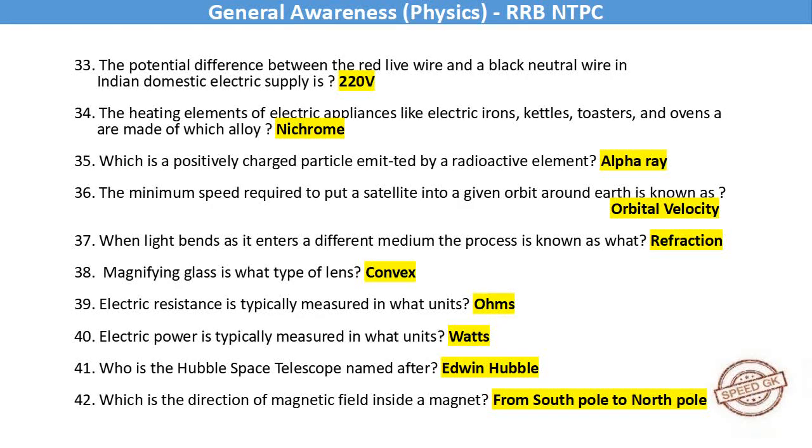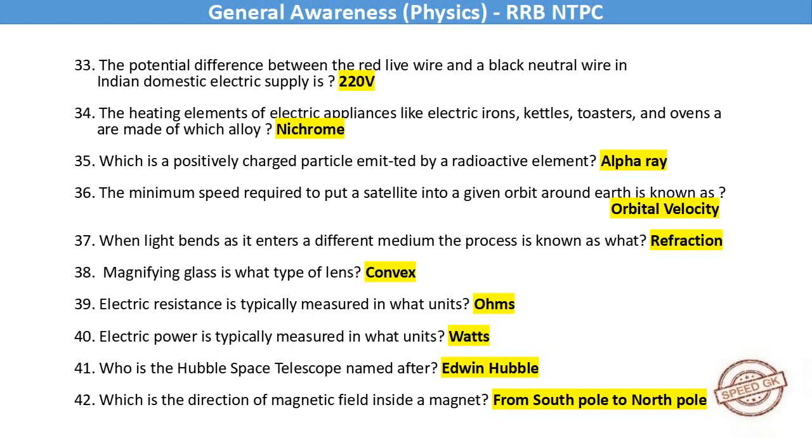Alpha ray. The minimum speed required to put a satellite into a given orbit around Earth is known as orbital velocity. When light bends as it enters a different medium, the process is known as what? Refraction. Magnifying glass is what type of lens? Convex.